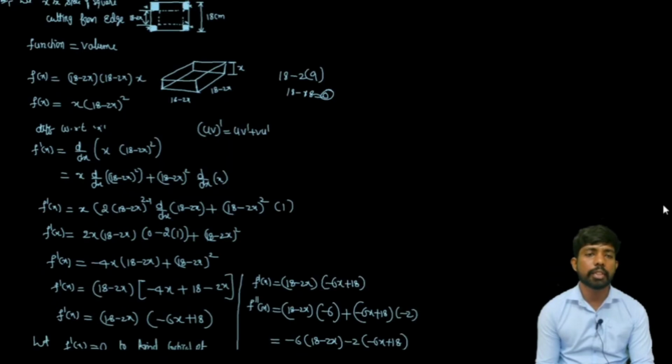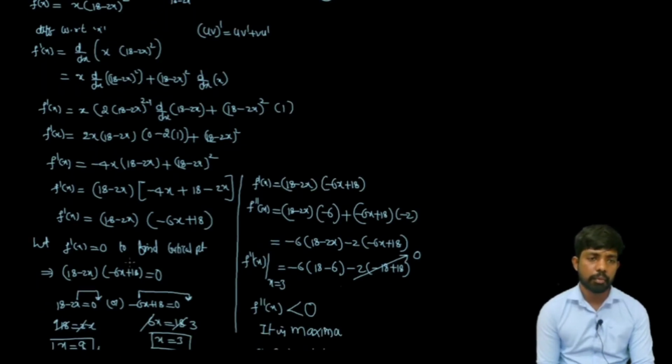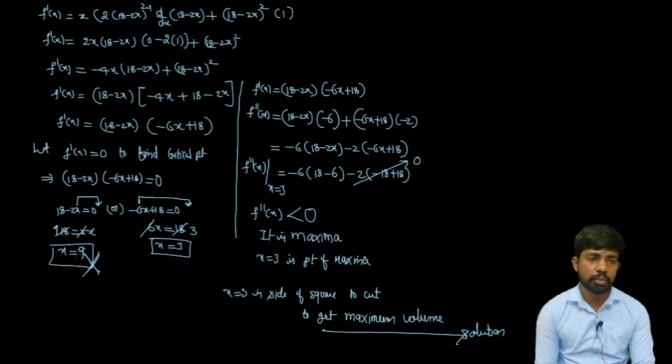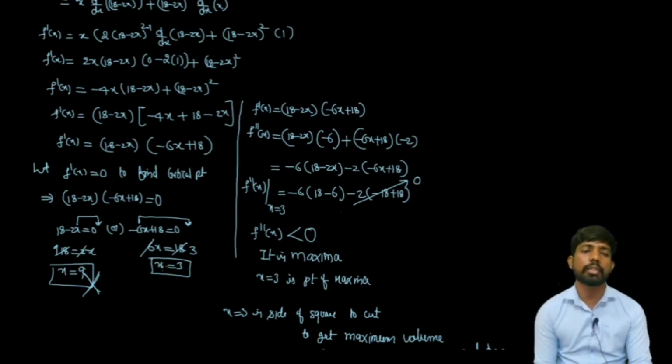We got the differentiation result and make it equal to 0. Here after simplification we made it equal to 0. We got x values 9 and 3. But we are not considering x equals 9 because at x equals 9 the distance is 0, so it can't be 0. We need a distance, so this doesn't exist. At x equals 3, it exists. So I am considering x equals 3 as the critical point.